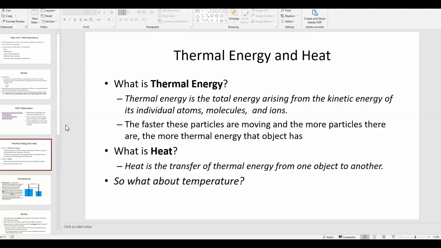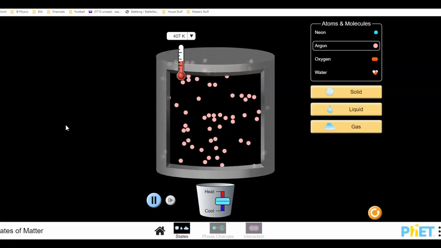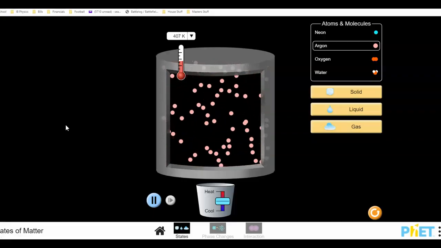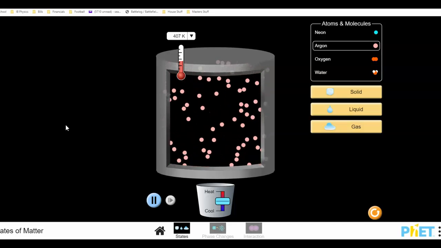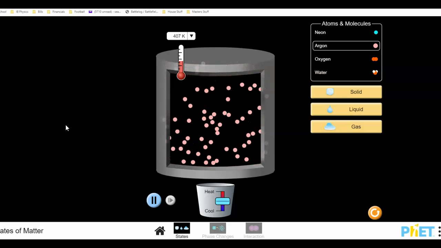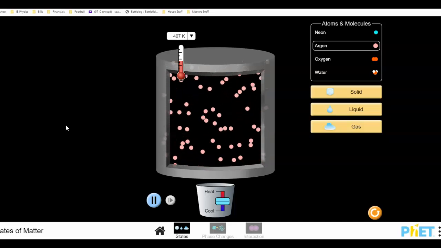Thermal energy is defined as the total energy arising from the kinetic energy of its individual atoms, molecules, and ions. The simplest way to say that is thermal energy is the total energy of all the atoms making up an object. In other words, if you find the kinetic energy of each individual atom and you add all those kinetic energies up, that total would be the thermal energy.